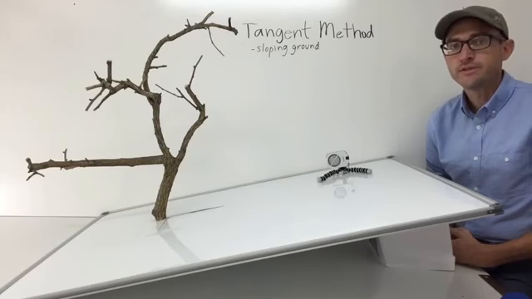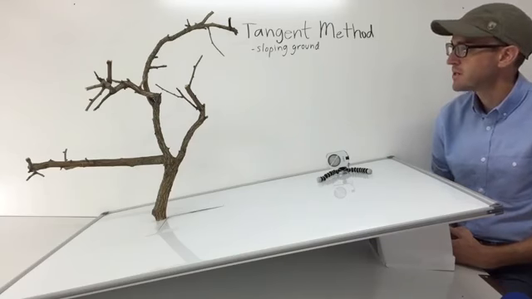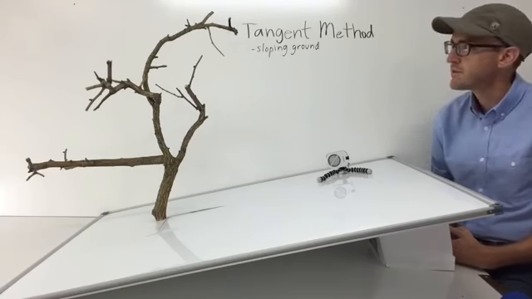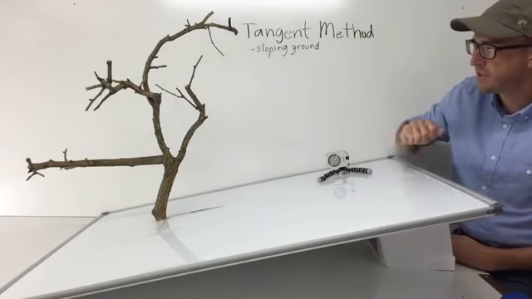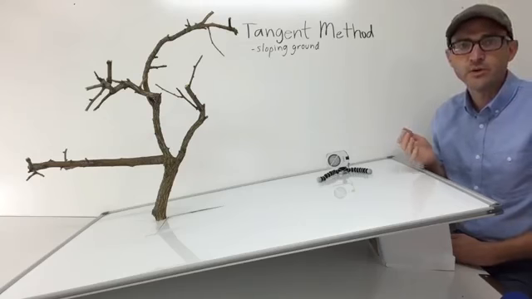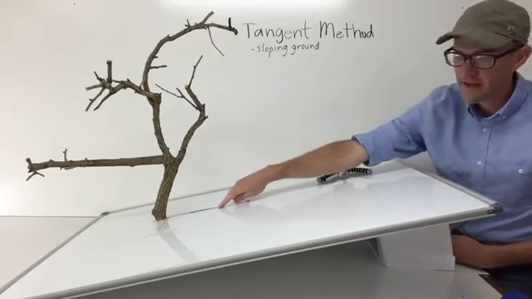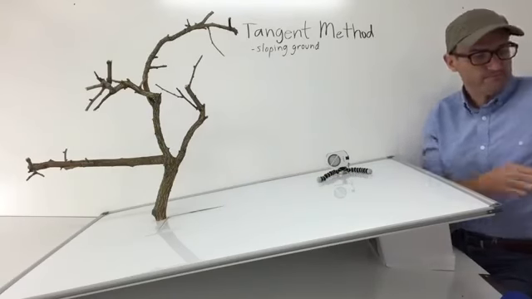In this video, we'll use the tangent method to find the height of this tree model. This model represents a wide-spreading tree on sloping ground. The first step will be determining where the point on the ground below the top of the tree is. In a previous video, we took a look at cross triangulation, which is a method for finding that spot. But in this video, we'll just go ahead and use a plumb bob.